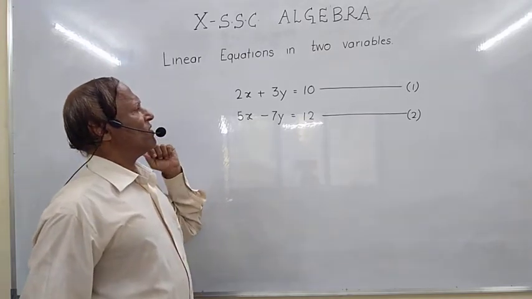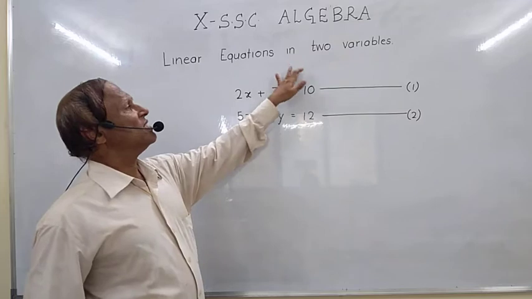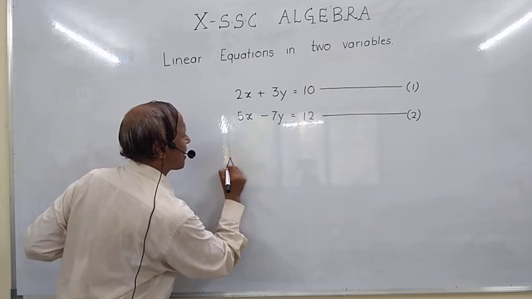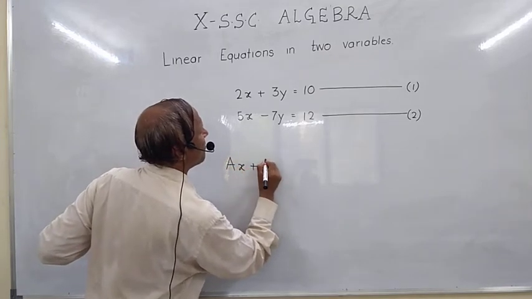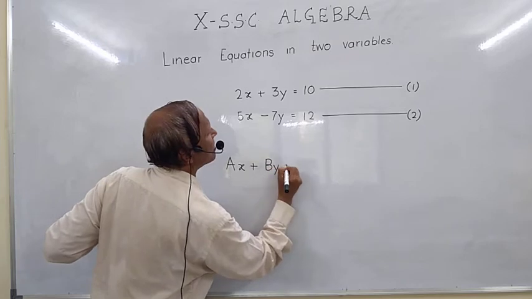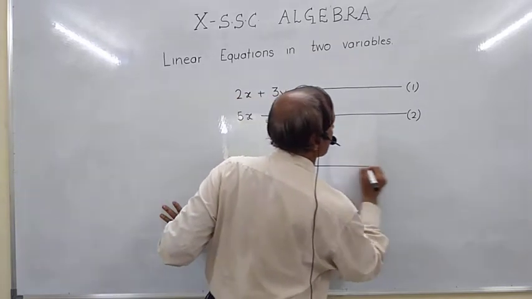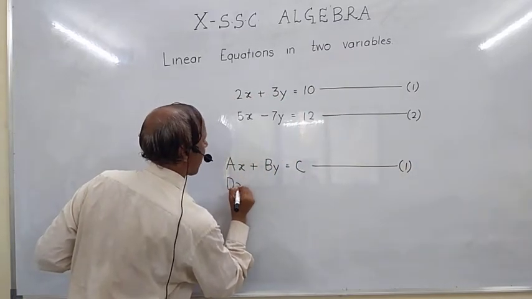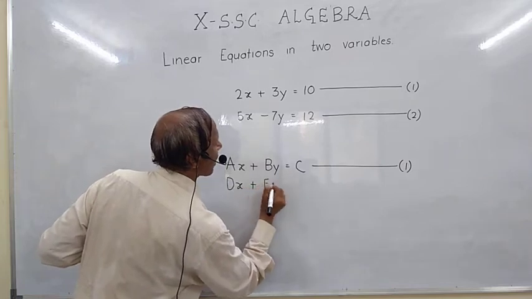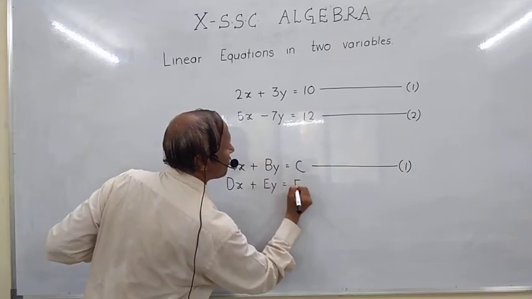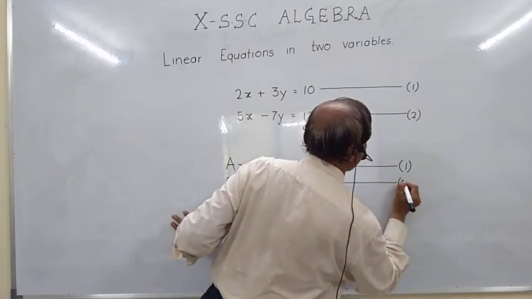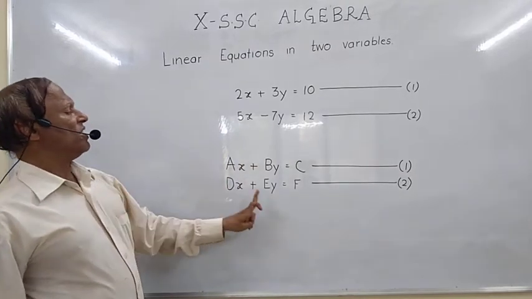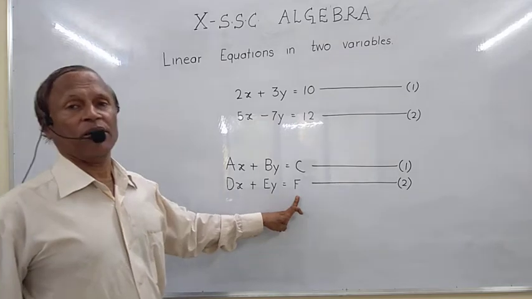In general, linear equations are of the type ax plus by is equal to c. This is your first equation, and dx plus ey is equal to f. This is your second equation. Remember, a, b, c, d, e, f are pure numbers with signs.